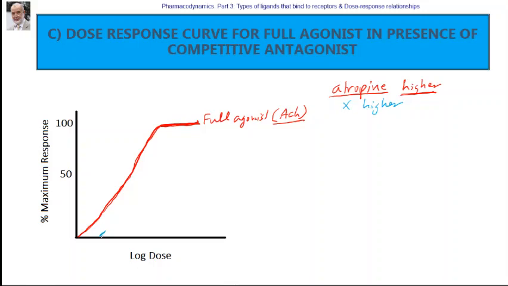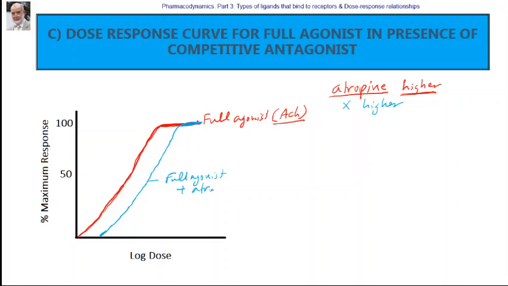But by increasing the concentration of acetylcholine, the response starts to appear slowly, and by further increase in the acetylcholine concentration, the response will increase till the point that acetylcholine can replace all atropine from the receptor, and it can produce a maximum response. So this is the dose response curve of full agonist plus atropine.